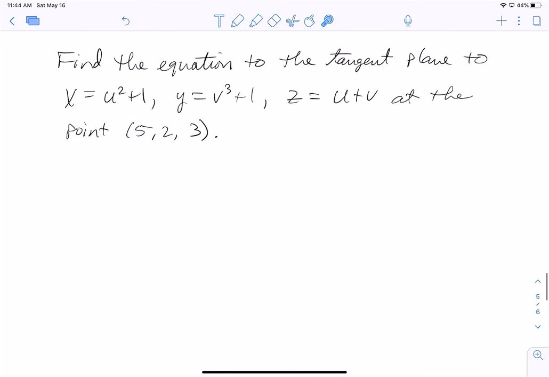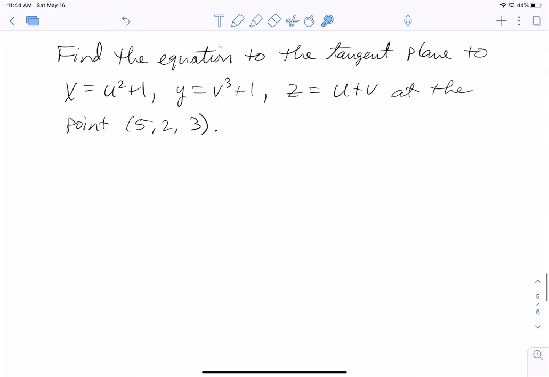Find the equation of the tangent plane to x equals u squared plus 1, y equals v cubed plus 1, z equals u plus v at the point (5, 2, 3). This is rather an exotic surface. We don't need to know what the surface looks like. I'll show you a visual so that we can hash out the ideas here. But first we're going to express the surface as a vector function here. r of u, v is equal to <u squared plus 1, v cubed plus 1, u plus v>.